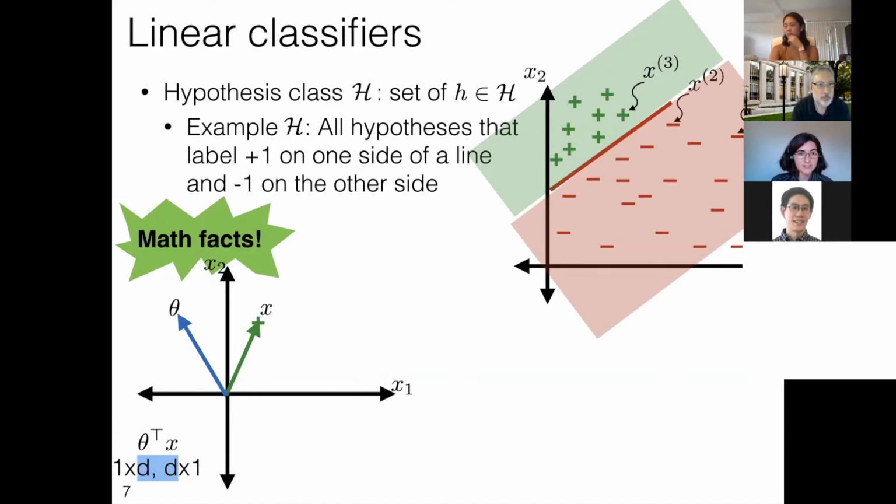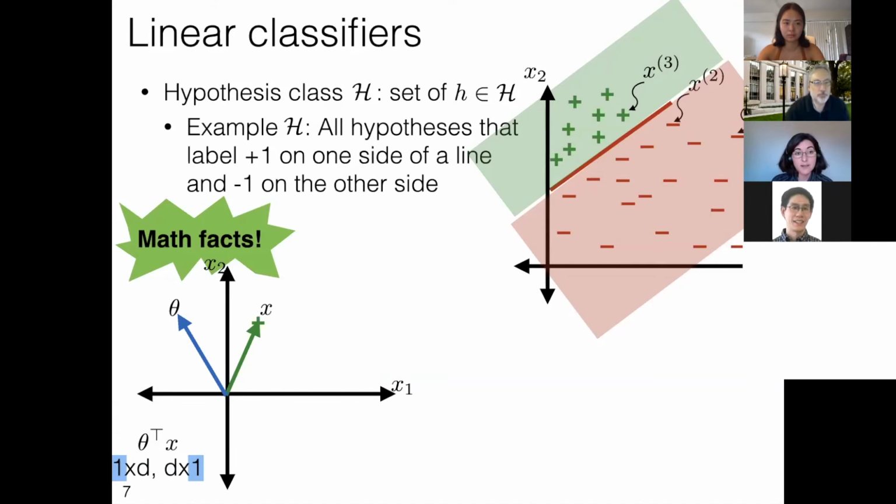Their inner dimensions agree, so this is an okay multiplication to do. What am I going to get out when I do this multiplication? Well, I'm going to look at the outer dimensions. I'm going to get out a 1 by 1 matrix, aka a scalar. It's just a number. I'm going to get out a number. Okay, so here's the real math fact that's going to come up.